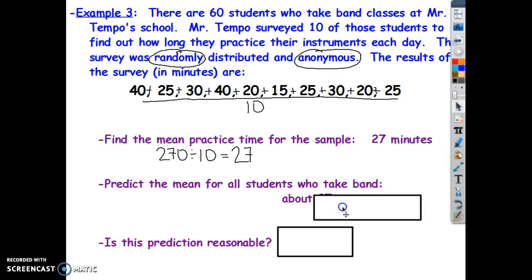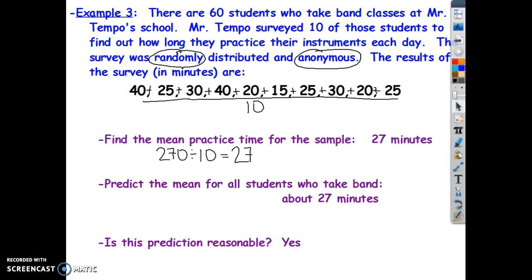So yes, this leads us to make a prediction that each student, maybe on average, practices about 27 minutes. So notice we used our mean, and we used that to make a prediction that we think on average all of his players practice 27 minutes. And is this prediction reasonable? Again, it is, because our sample size was large enough and it was representative. It was random and anonymous.